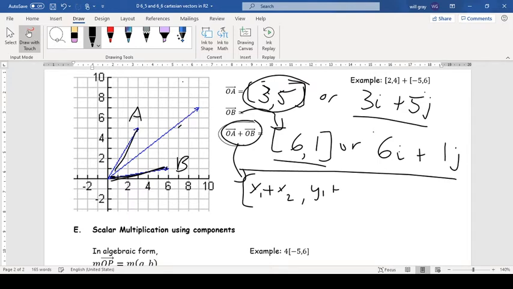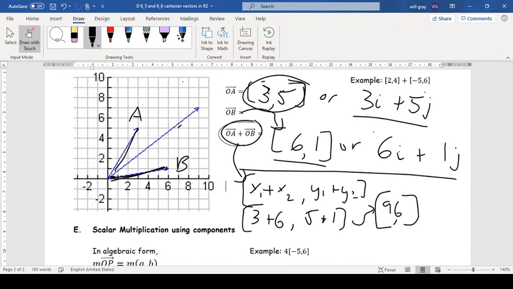That will give us our sum vector. So what we have is 3 plus 6 comma 5 plus 1, and that is equal to [9, 6], and that is the resultant vector. That is the resultant vector you would get by adding vectors OA and OB.